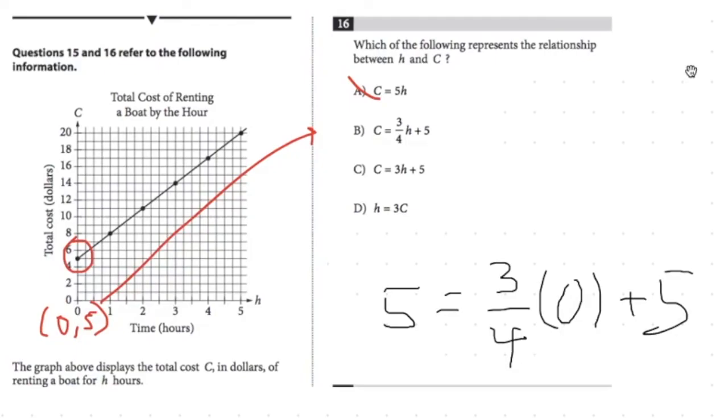Okay. Does that give us a true statement? Yes, it does, right? Because 3/4 times 0 is 0. 0 plus 5 is 5. So let's keep answer choice B. Let's try answer choice C.